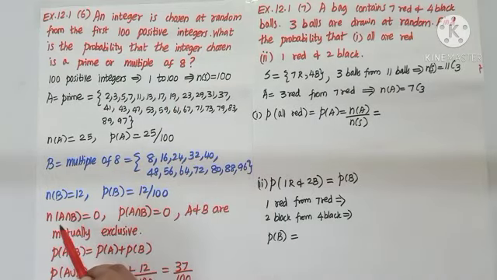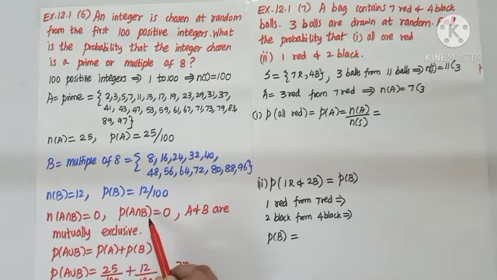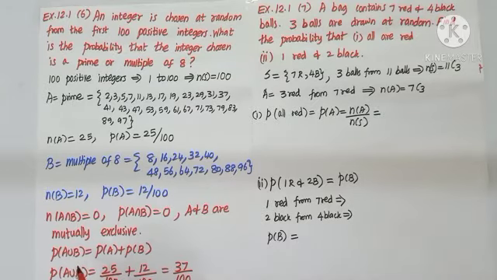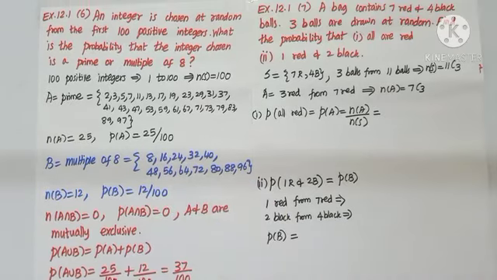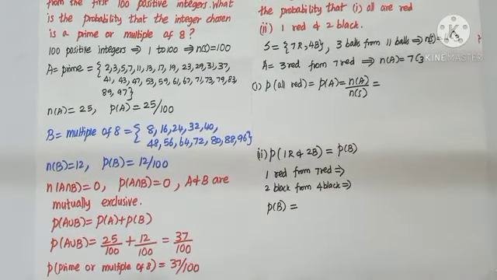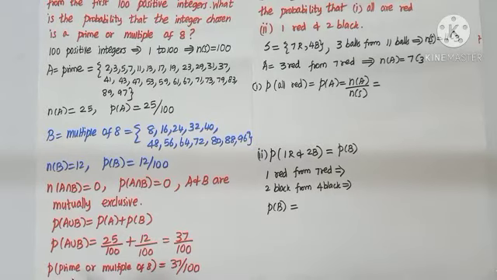N of A intersection B is 0 and P of A intersection B is also 0, as they are mutually exclusive events. We would say P of A union B is P of A plus P of B. As we add both, we get 37 by 100. So the probability of getting a prime or a multiple of 8 is 37 by 100.